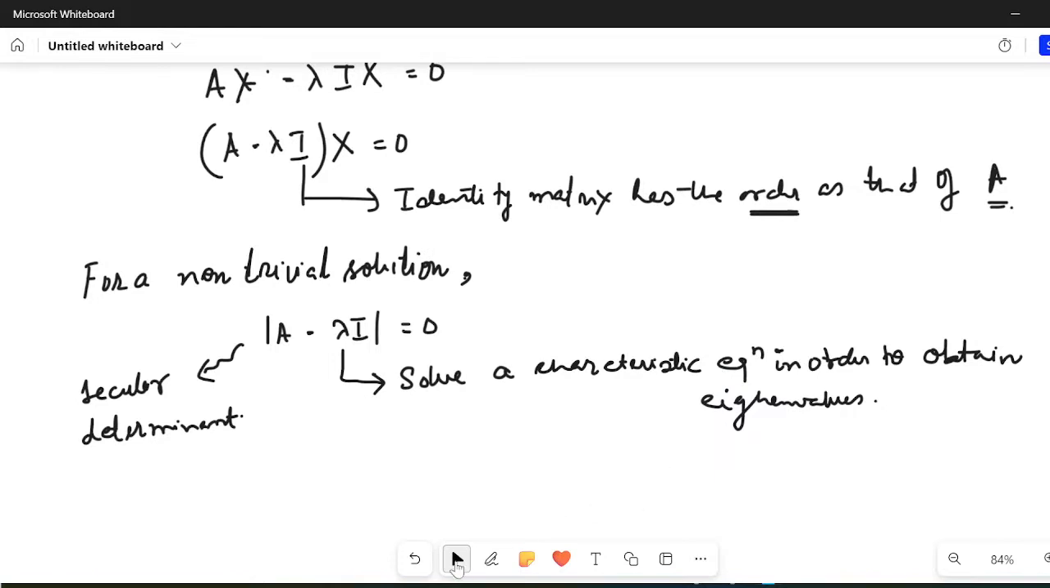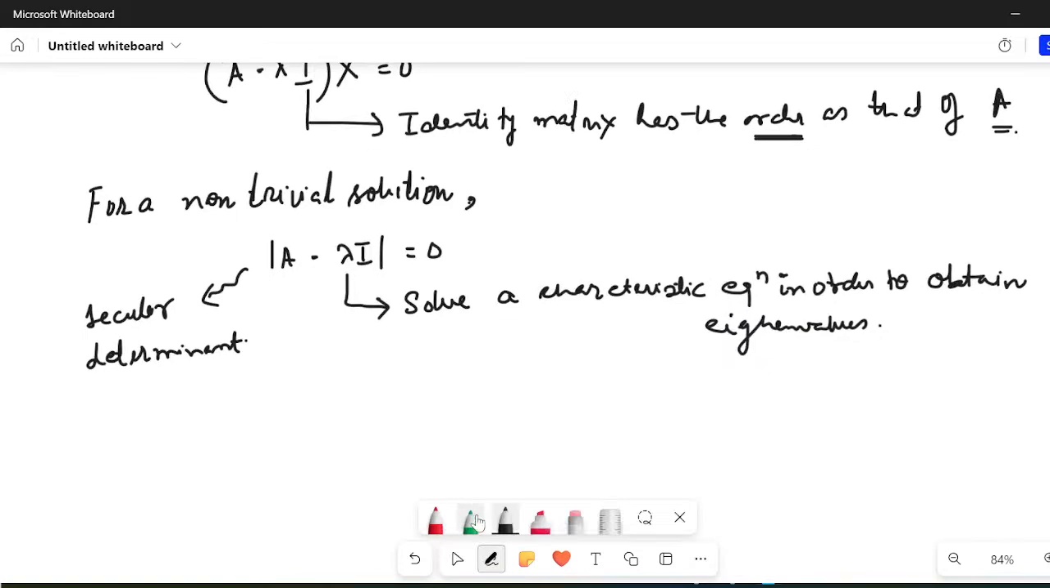Now from the fundamental theorem of algebra, we know that if there is an equation of degree n, then it can have at most n real roots. So what I'm saying is, if there is an equation of degree n, at most it can have n real roots.